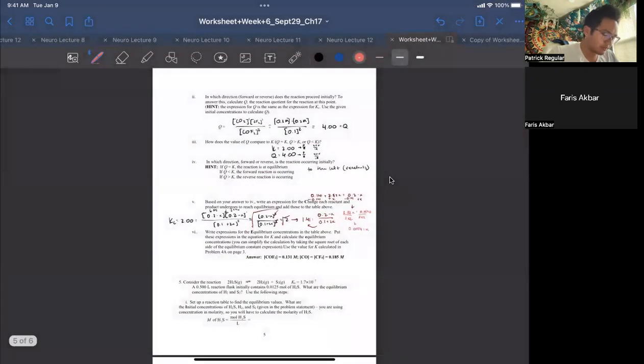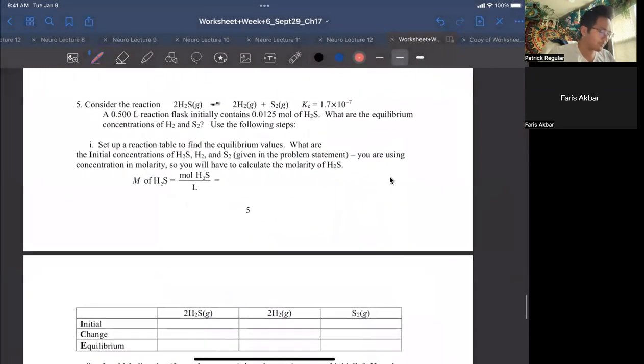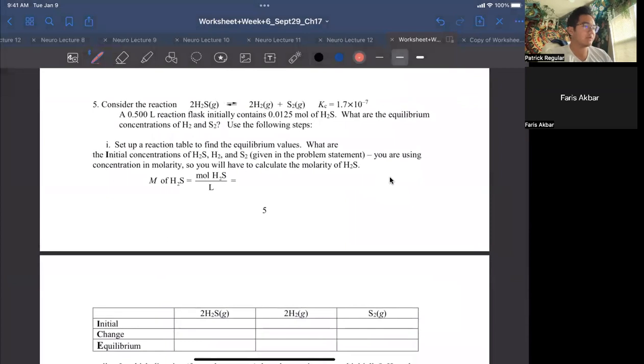Okay, we're pretty close. So for number 5, consider the reaction. We're going back to our hydrosulfuric acid. Okay, so Kc is, again, that really small number, 1.7 times 10 to the negative 7. Okay, a half liter flask.